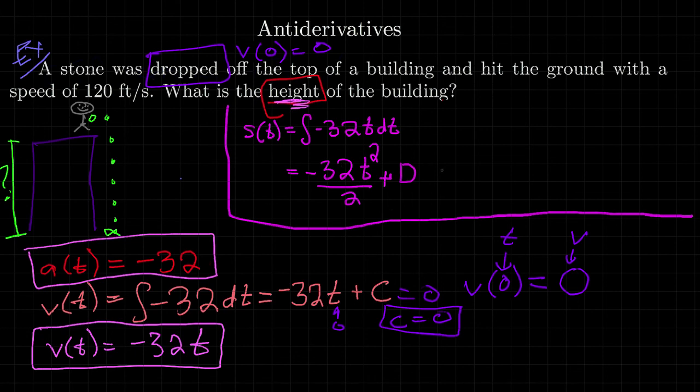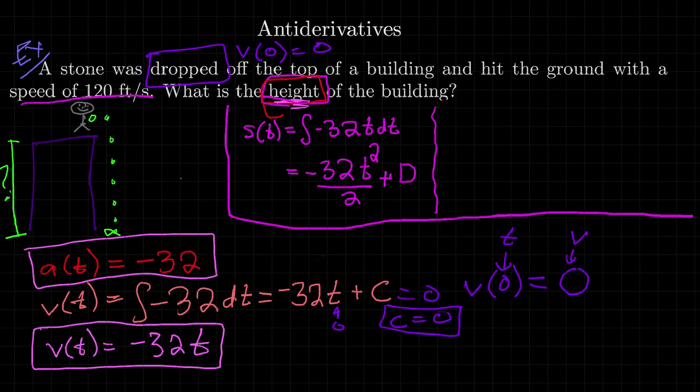Now, here I'm in a bit of a pickle because I don't have my initial condition for the height of the building. So that's actually what I'm being asked. What's the height of the building? Which would be the initial position, obviously, right? So in reality, what I'm looking for, what the question is asking me, is d. The only information that I do have is that it hit the ground with a speed of 120 feet per second. That's information from the velocity.